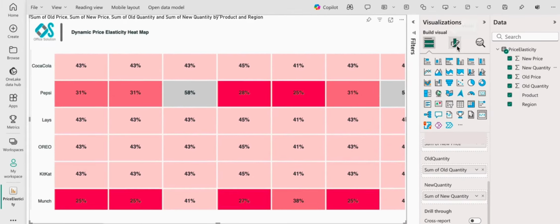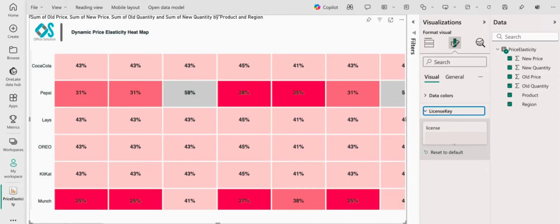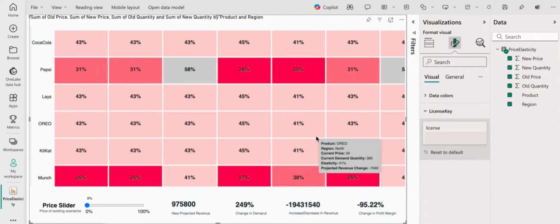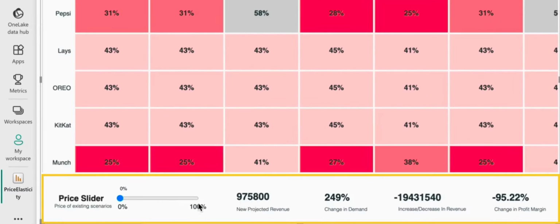So let's start by putting in the license key for a premium feature. After putting in the license key, we have the price slider, new projected revenue, change in demand, increase or decrease in revenue, and change in profit margin. So how are we calculating this new projected revenue?